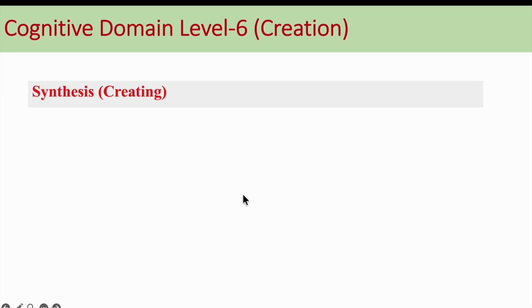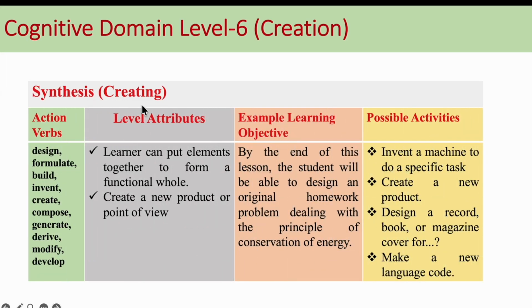Level 6, creation, synthesis, creating. And what are its level attributes? Learner can put elements together to form a functional whole, create a new product or point of view. And what is its objective? What is the learning objective? By the end of this lesson, the student will be able to design an original homework problem dealing with the principle of conservation of energy.